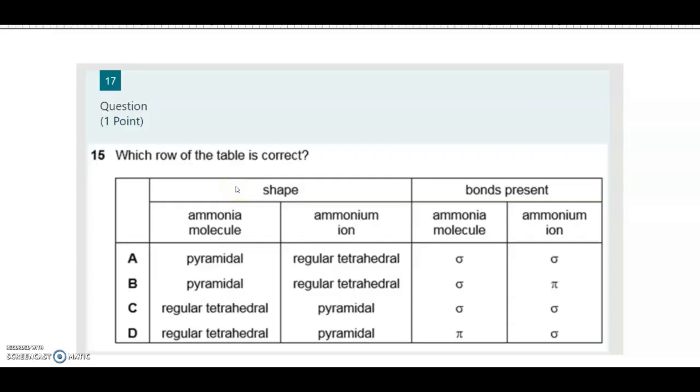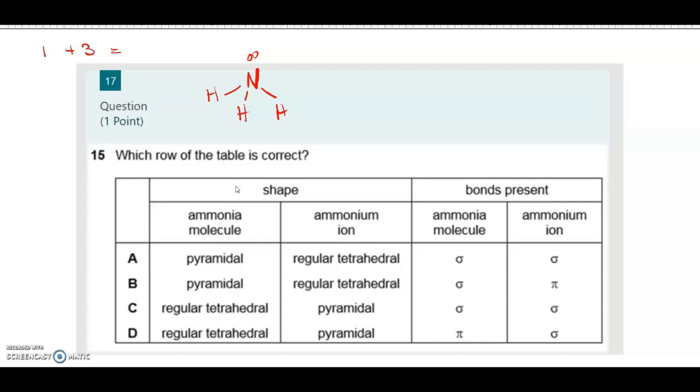Okay, so which row of the table is correct? Ammonia molecule, ammonium ion, ammonia molecule, and ammonium ion. So we need to draw a structure of the ammonia molecule. The ammonia molecule has 1 lone pair and 3 bond pairs. So it will make a shape with 1 lone pair and 3 bond pairs.